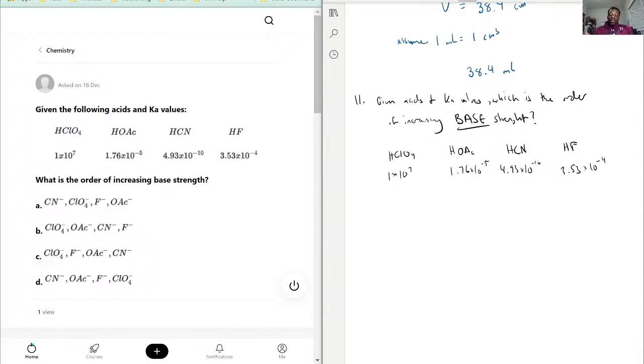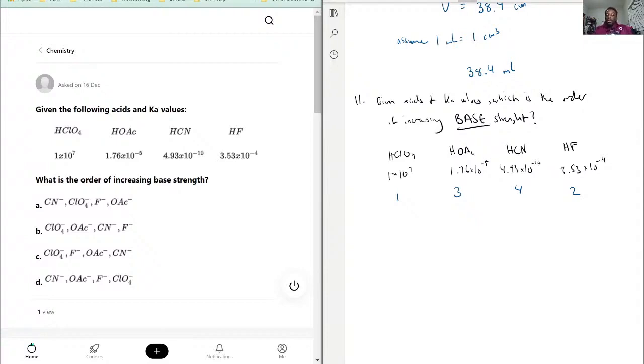So, let's first ignore the question briefly and just understand what the Ka values mean, okay? So for this, a higher Ka value means a stronger acid. So, if we wanted to label this from strongest to weakest acid, the biggest Ka number will be here, then it will be the HF, then HOAc, and HCN. We've now gone through and labeled these all by the acid strength, okay? So HClO4 being the strongest acid.